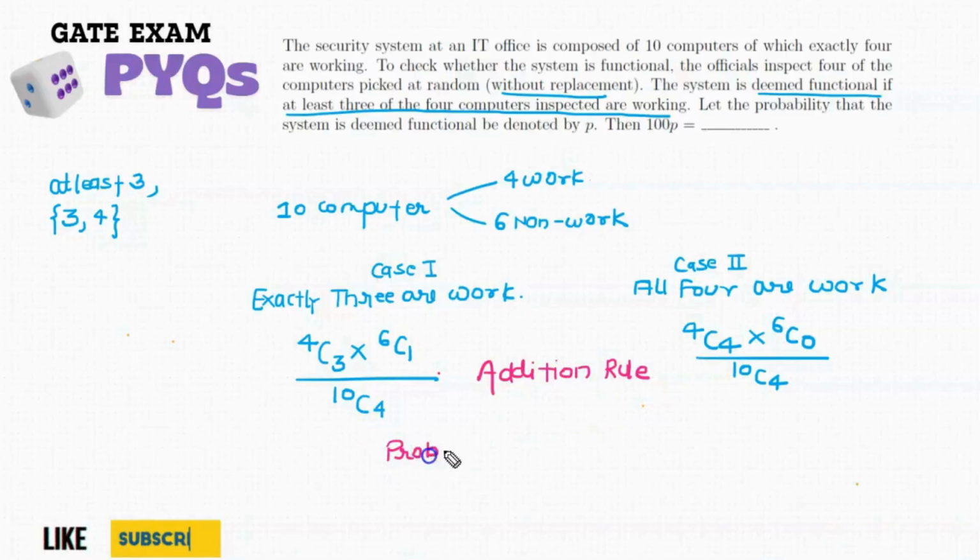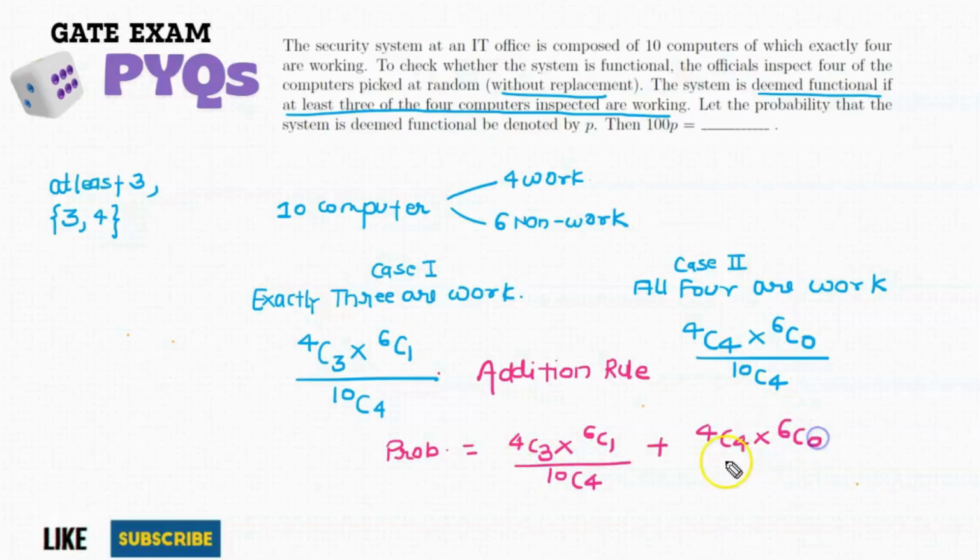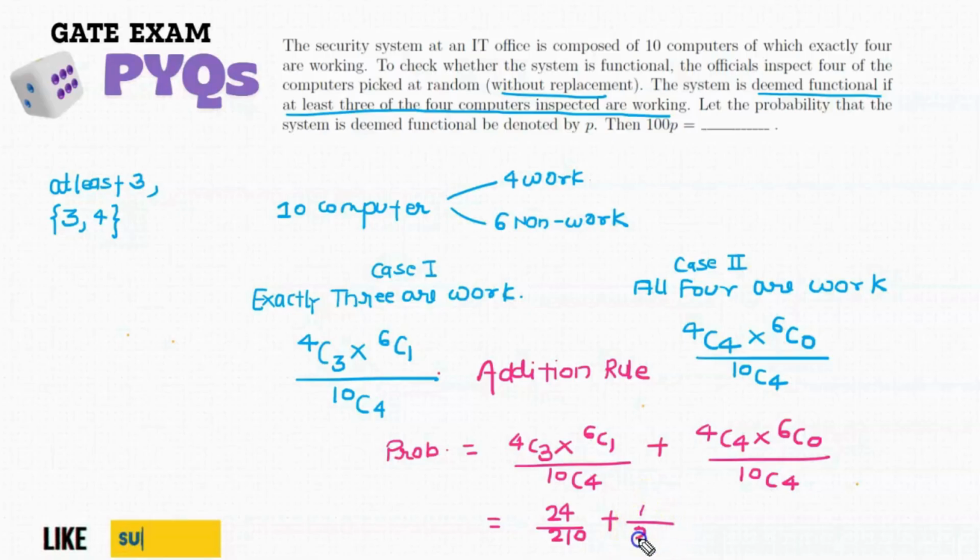So we write the required probability to be equal to 4C3 times 6C1 over 10C4, plus the second case, 4C4 times 6C0 over 10C4. Simplifying this, we get 24 in the numerator, and 10C4 is 210. Here also 4C4 is 1, so we get 1 over 210. Adding both of them, we get 25 over 210, which gives approximately 0.119.